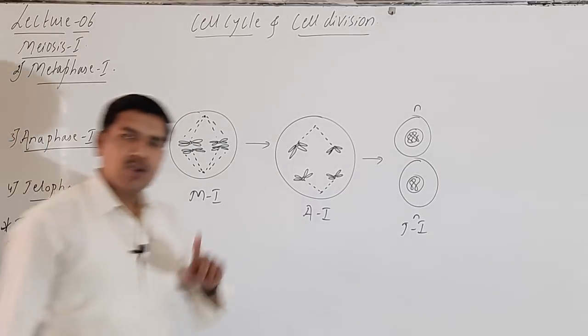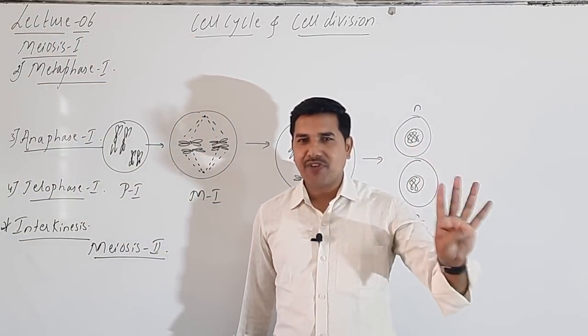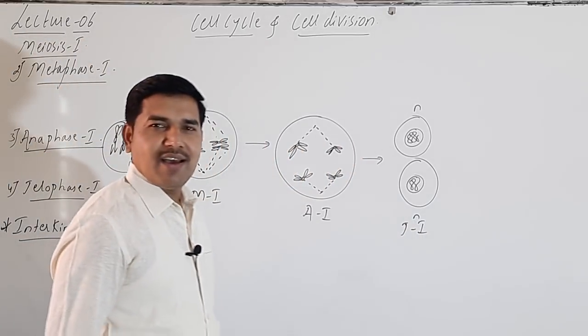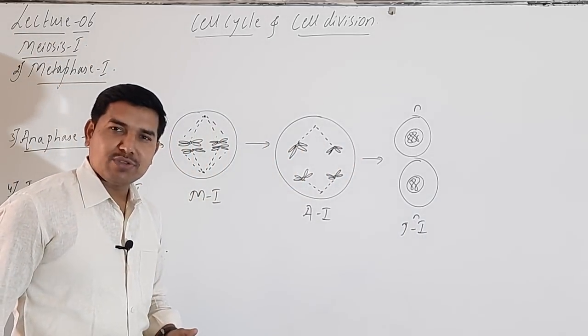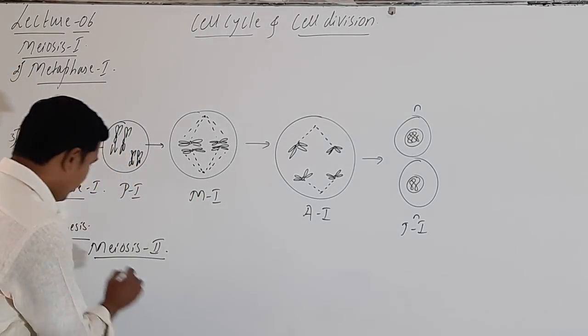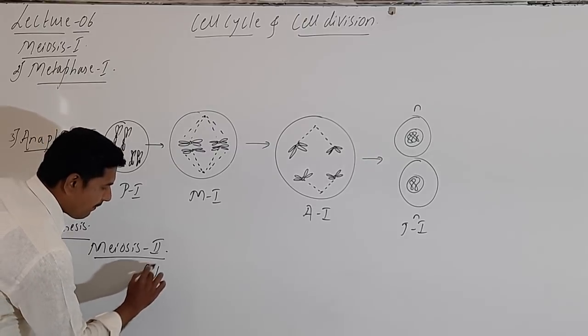Then meiosis 2 has how many phases? Again same 4 phases. Characters are exactly same which you have written in the mitosis. The 4 phases you wrote in mitosis, those characters repeat here. So here meiosis 2, it has how many stages? 4 stages. First one is prophase.